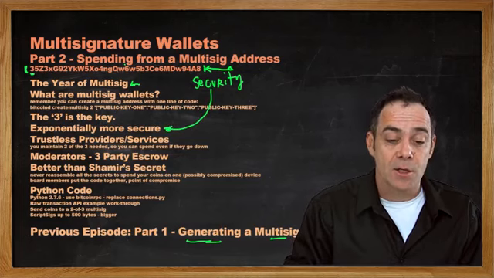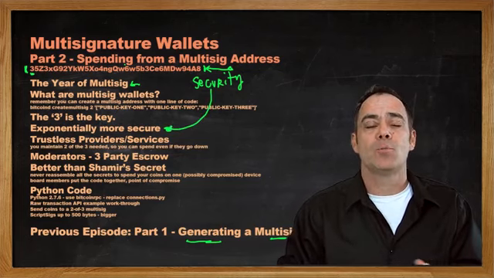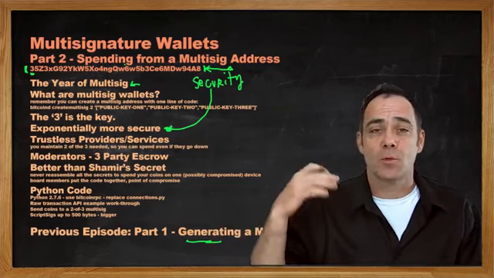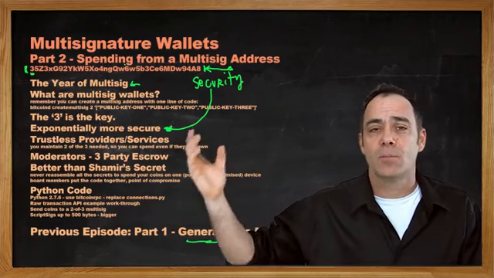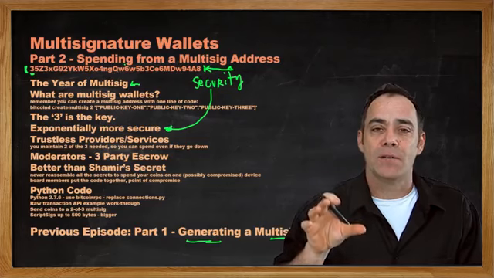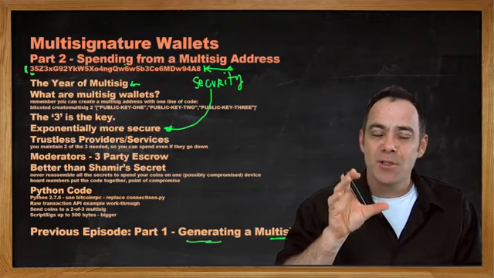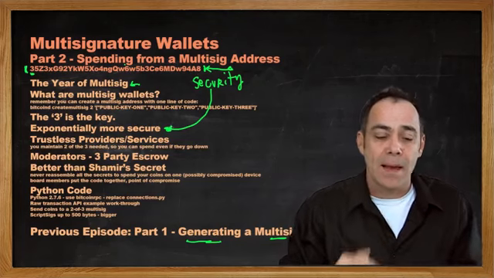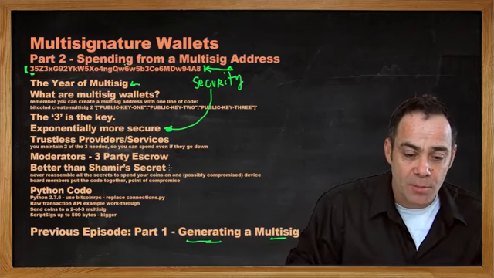Multi-sig is exponentially more secure. You are able to store your private keys in 3 different locations entirely. You can store some offline, you can store them with different providers. It makes hacking of Bitcoin infinitely more difficult. And because you're using digital signatures, you're never actually putting those private keys together in one spot. And that makes it vastly better than Shamir's secret.